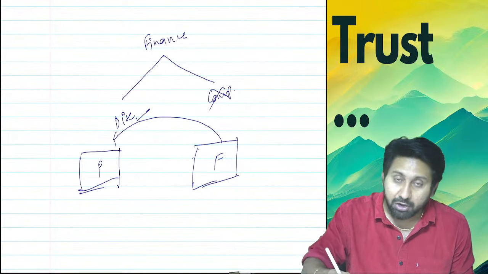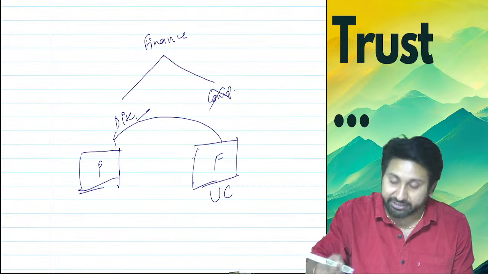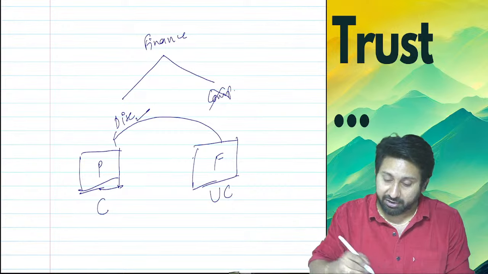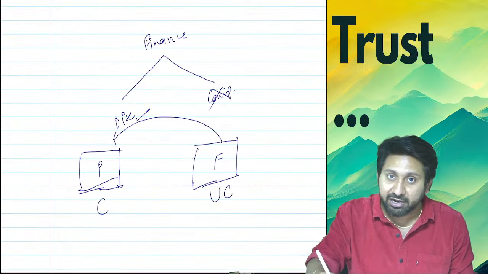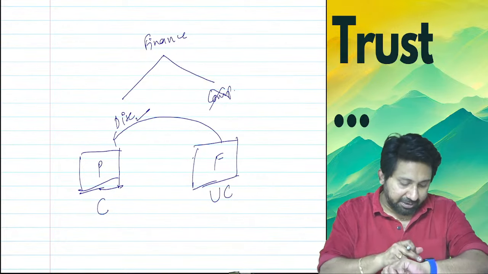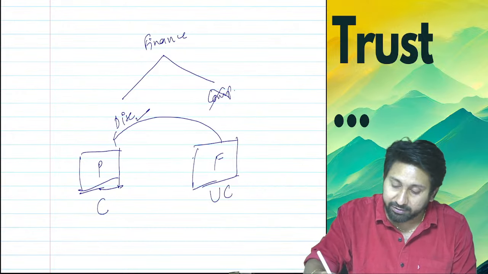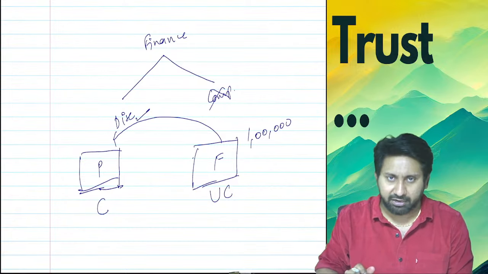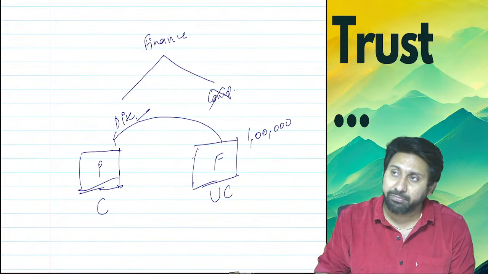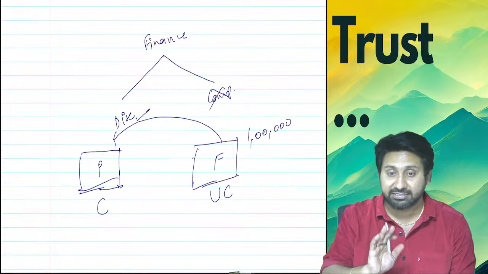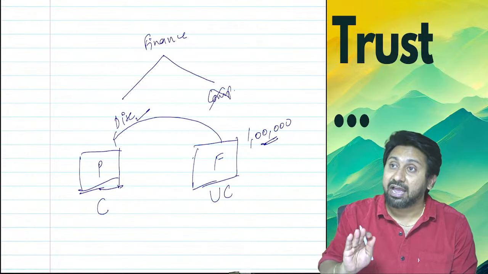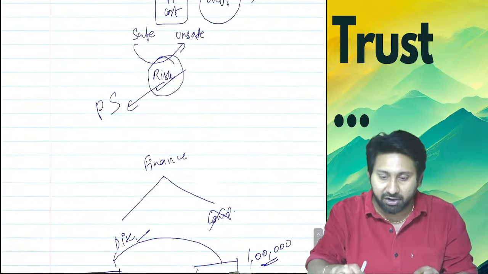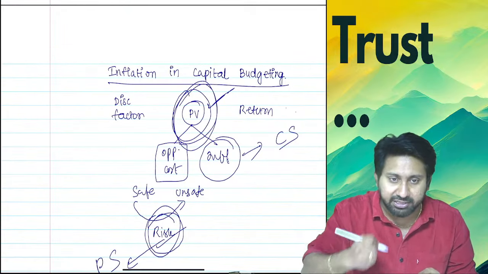See here. Future is uncertain. Present is certain. Say for example, in future I am going to get 1 lakh rupees. Future means uncertain. That means this 1 lakh is having a risk. There will be a percentage of risk in this, or not?